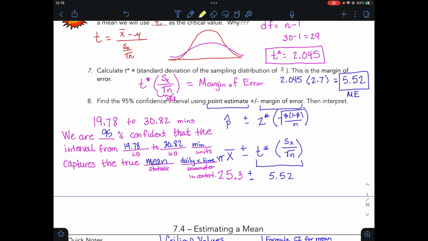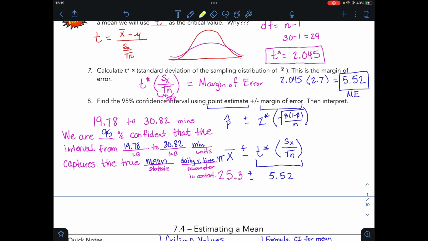We've already calculated this T times the standard error and got our margin of error. That's our 5.52. We did that in number 7, and then we're going to add it to our point estimate, which is what we were given in our problem, 25.3, and also subtract it, and that gives us our interval. We know this is in minutes because we're talking about YouTube viewing.